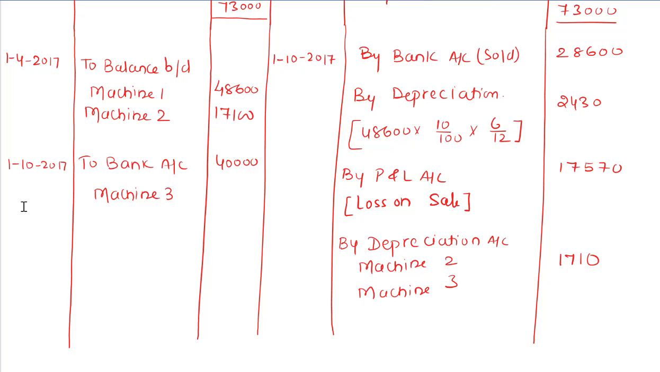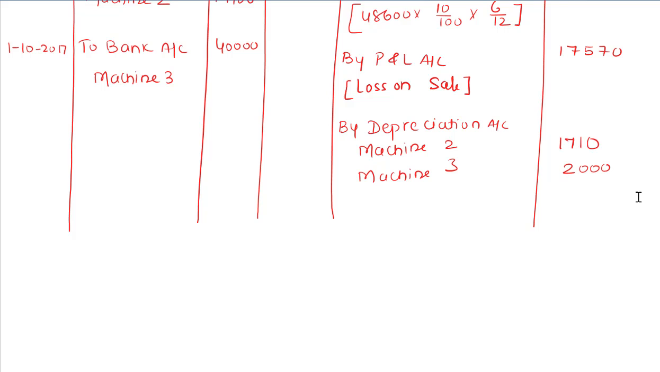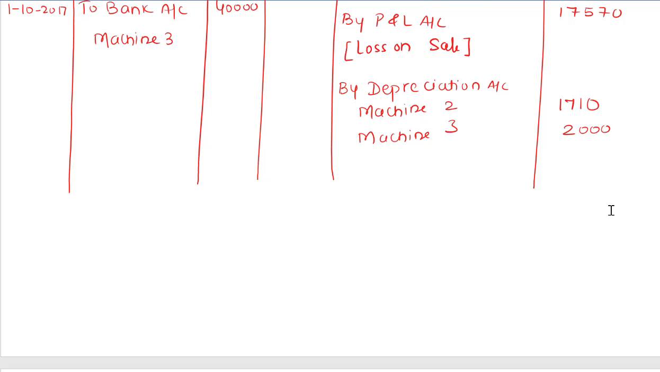Depreciation on machine 3 needs to be calculated. 40,000 multiplied by 10% is 4,000, multiplied by 6 by 12 is 2,000. I believe you must have understood this, 2,000. Let us stretch these lines a bit.